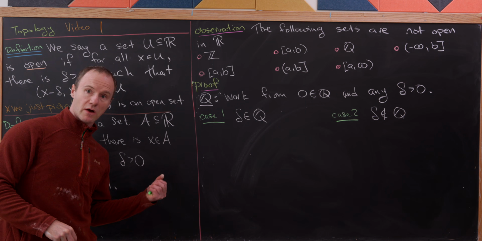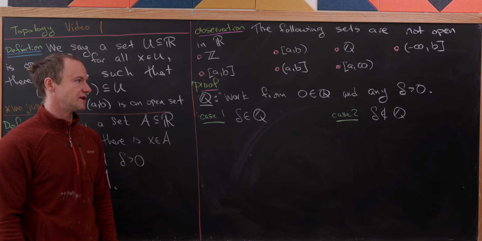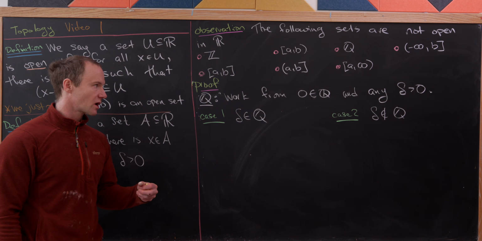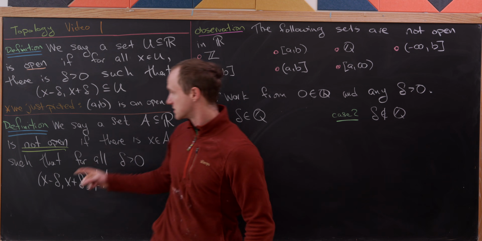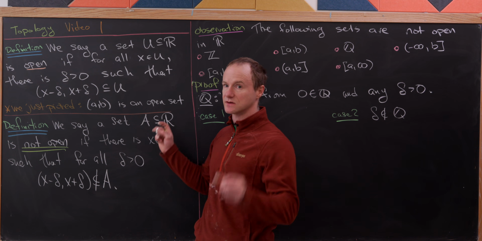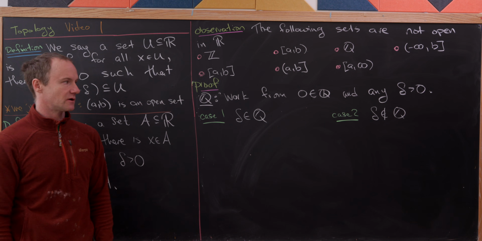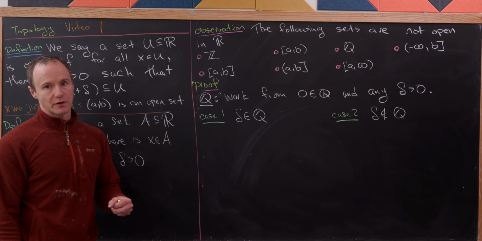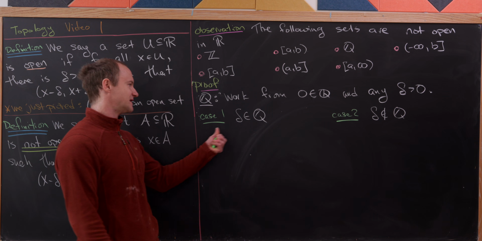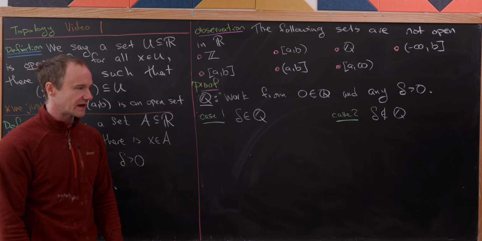Now we're going to show that the rationals are not an open set. We're going to work off the point 0 in the rationals, because all we have to show is that there exists what I'll call a bad point, and then any delta bigger than 0. Let's observe that when we say any delta bigger than 0, that means that delta could be rational or irrational.